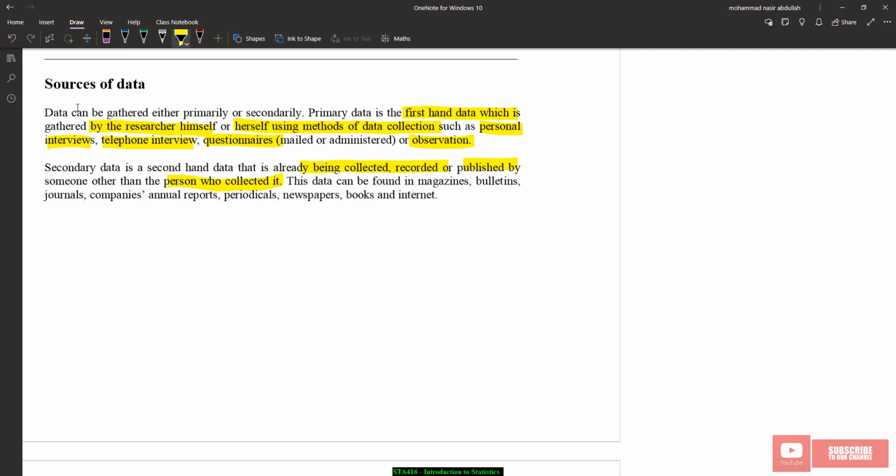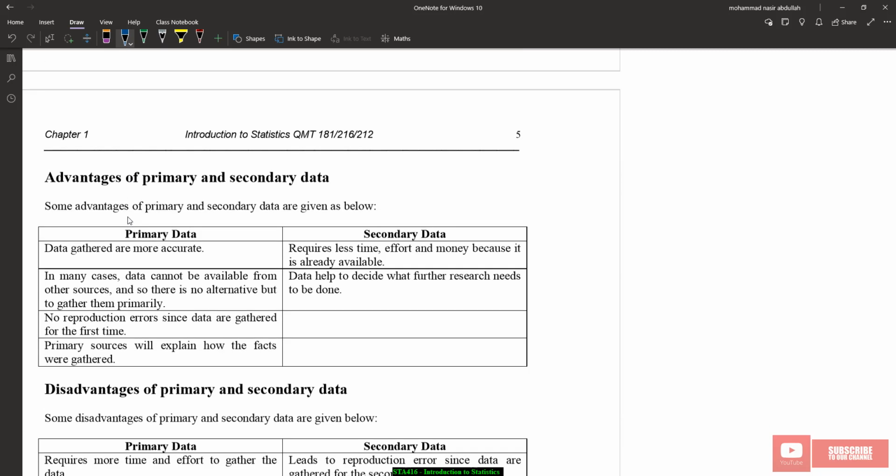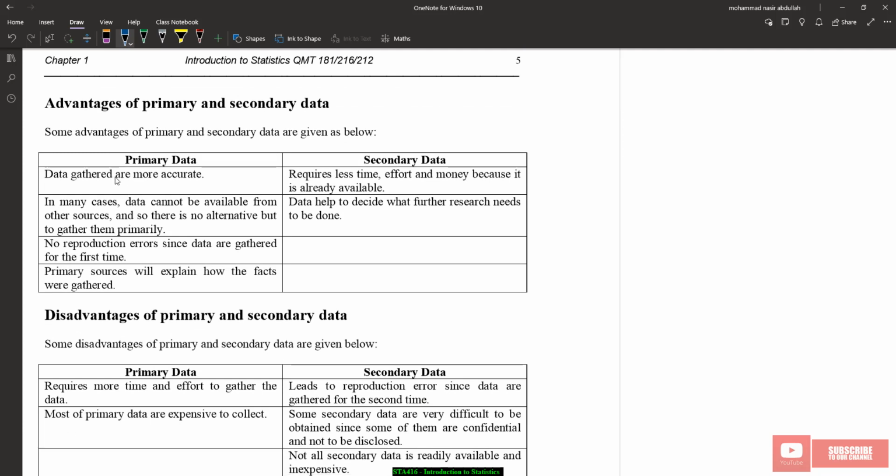Right? Can be found in magazine, bulletins, journal, company annual report, newspaper, books, and so on. So that is source of data. So kita kena ingat dekat sini, we have two type of source of data, primary and secondary. Okay. So now, let's look at the advantage and disadvantage of primary and secondary.